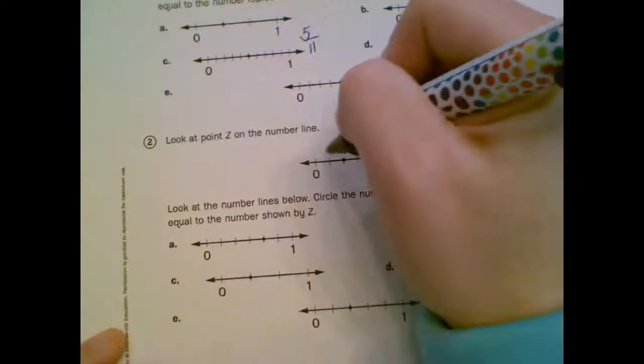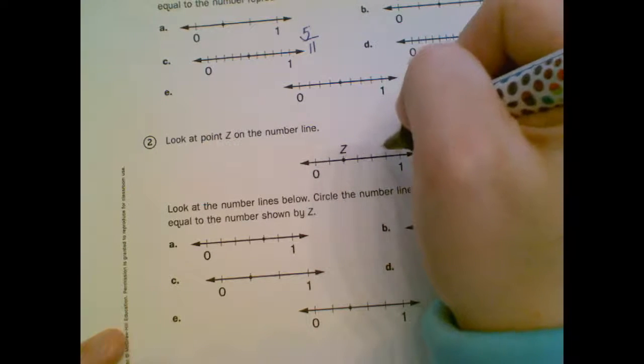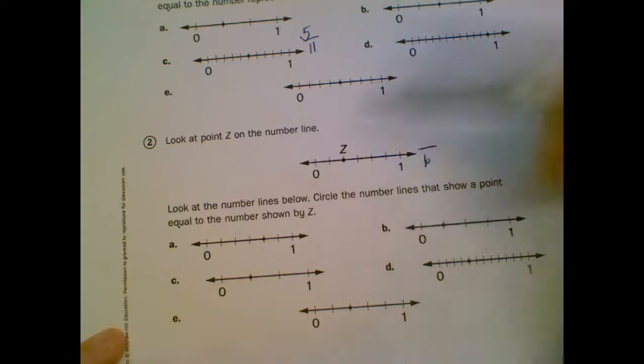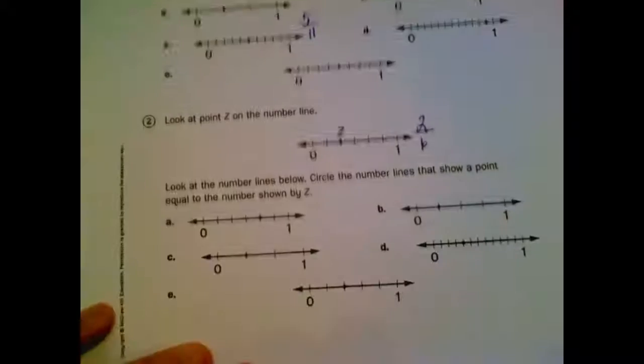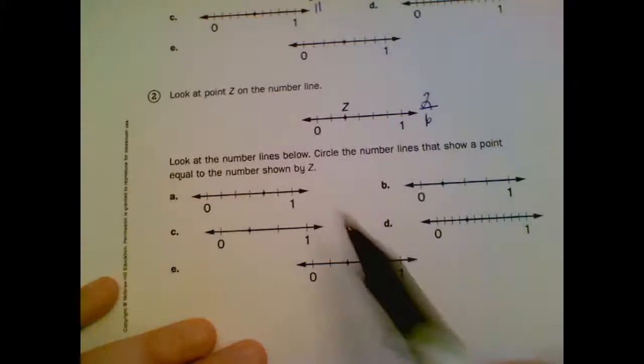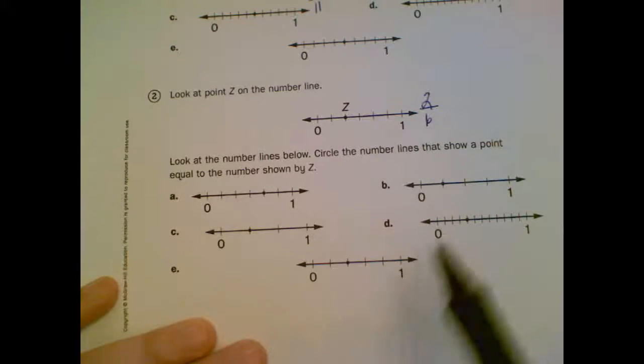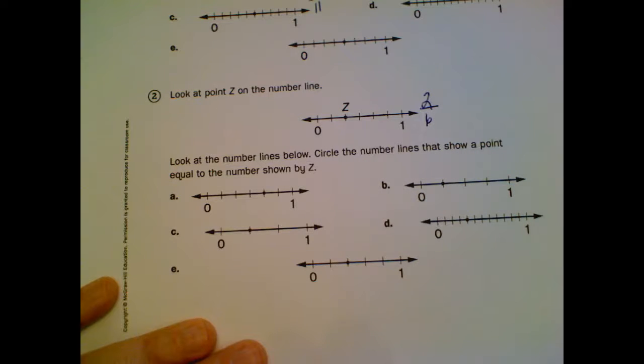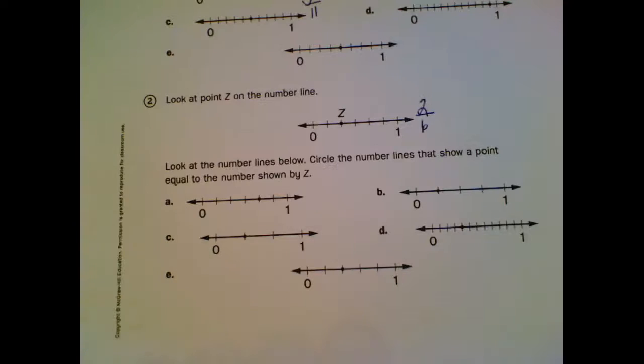For this one, number 2, it says look at point Z on the number line. So let's see, 1, 2, 3, 4, 5, 6. So these are 6ths, 1, 2. So this is 2/6. They want you to circle all of the number lines that show something that is equivalent to 2/6. Okay, so again, this last assignment is optional. I encourage you to do it if you have the time.